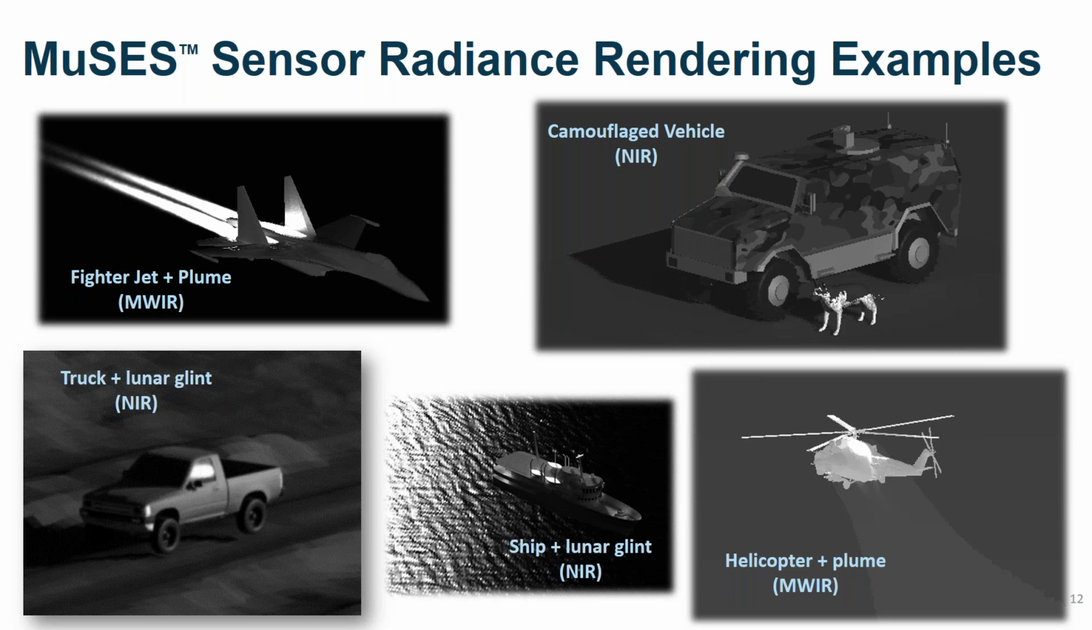Here are several more examples of images rendered within MuSES. You can investigate airborne targets such as jet fighters or helicopters with engine plumage, which also incorporates the heat emissions from those exhaust gases. You can look at a ground vehicle with a camouflage pattern and different optical properties on each of those paints within the camouflage. You could look at a commercial pickup truck with lunar glint coming off of the side window, or you could see that same behavior at sea when investigating a maritime model.